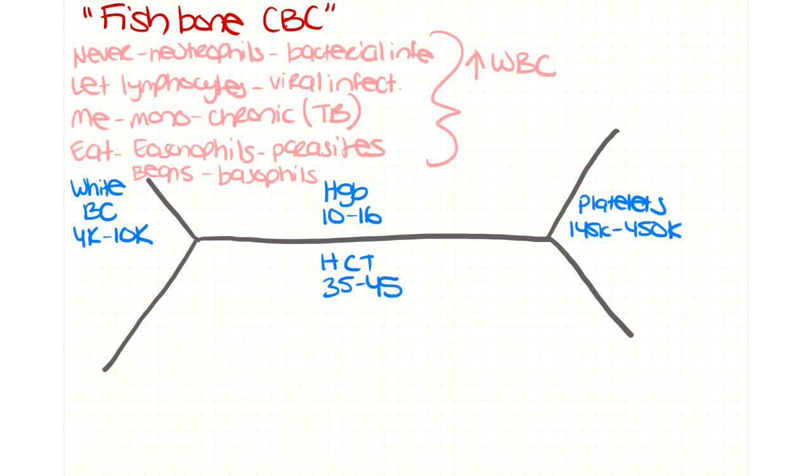If we're looking for causes of low white blood cell count, think chronic. Autoimmune, leukemia, chemo, and aplastic anemia.